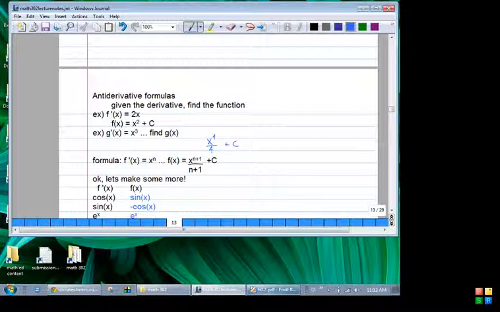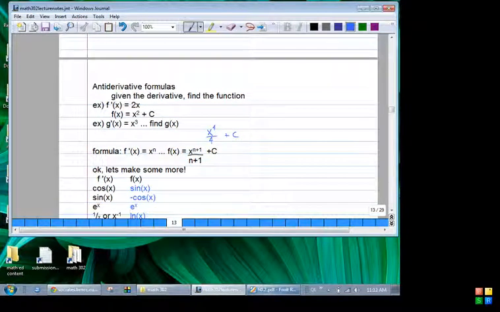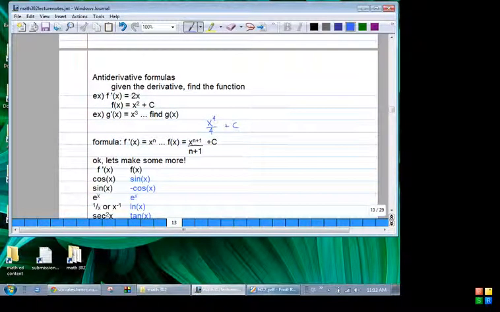Now what if f of x is 1 over x? Did I say f? I meant f prime. If f prime of x is 1 over x, f of x is ln x. Great. Now what if f prime of x is secant squared x? Because the derivative of tan x is secant squared x.